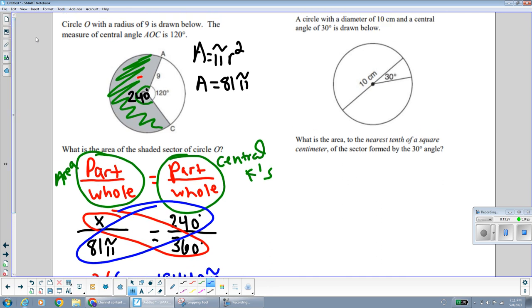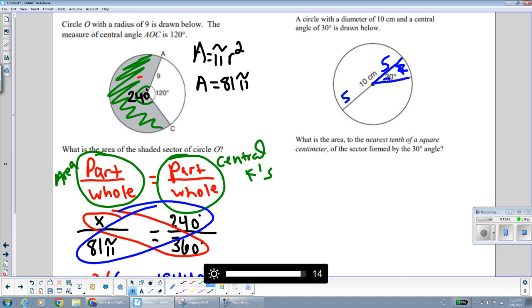Moving on to the next example. We are given that this angle is 30 degrees and that the diameter is 10. I'm just going to fill in that that means the radius is 5. What is the area of the sector formed by the 30-degree angle? So that would be this slice of the circle over here that I'm shading.